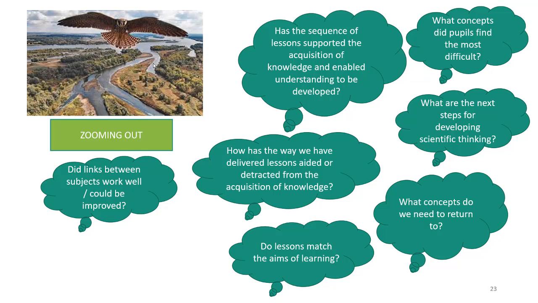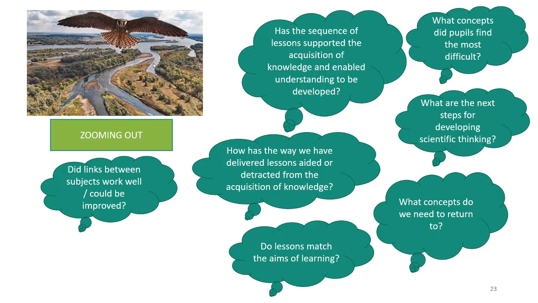Did you have the right sequence of lessons? What concepts did the pupils find the most difficult? Did they manage to grasp them in the end? Is there anything else that we need to do to shore up that particular concept? Is it a concept we're going to need to come back to in the future, in this year group, in the next year group? Is it on a spiral as part of the science curriculum? What are the next steps for developing thinking in this subject?